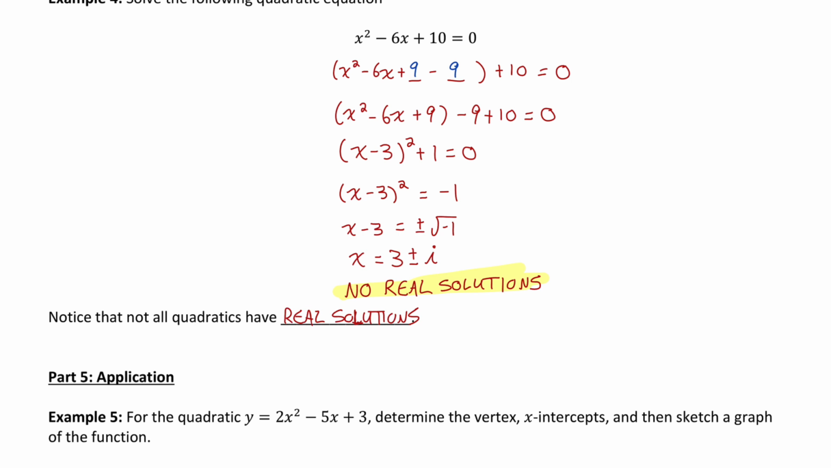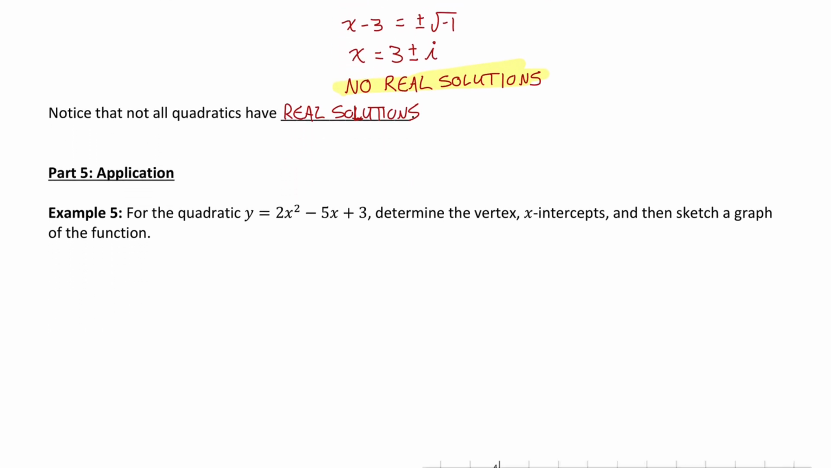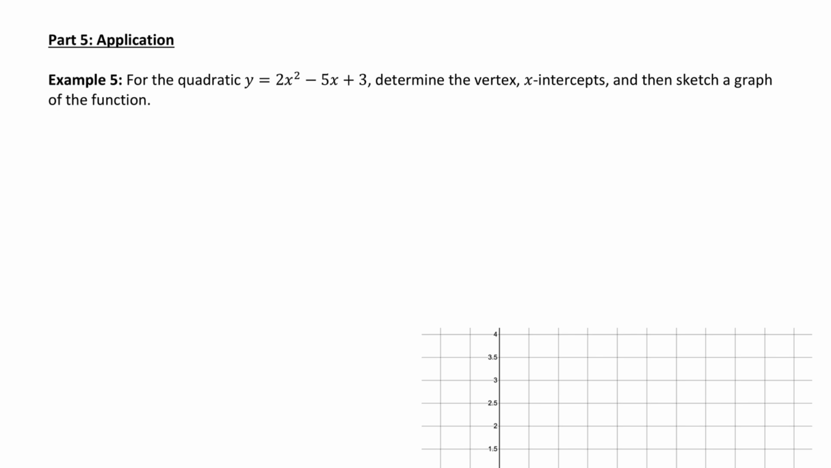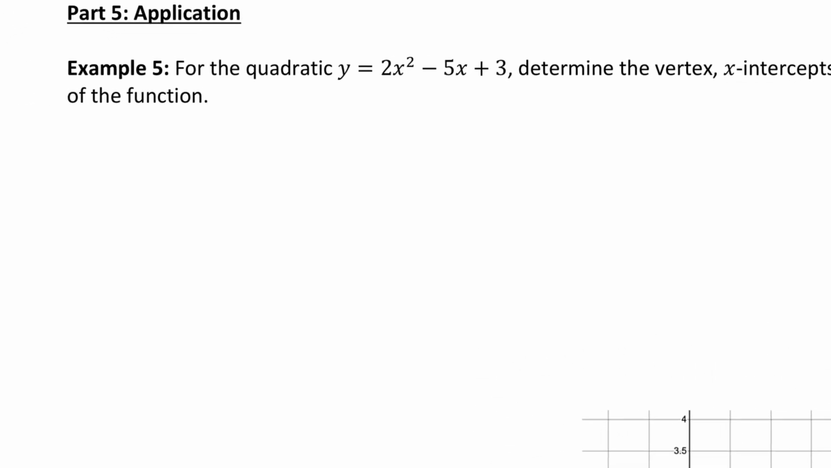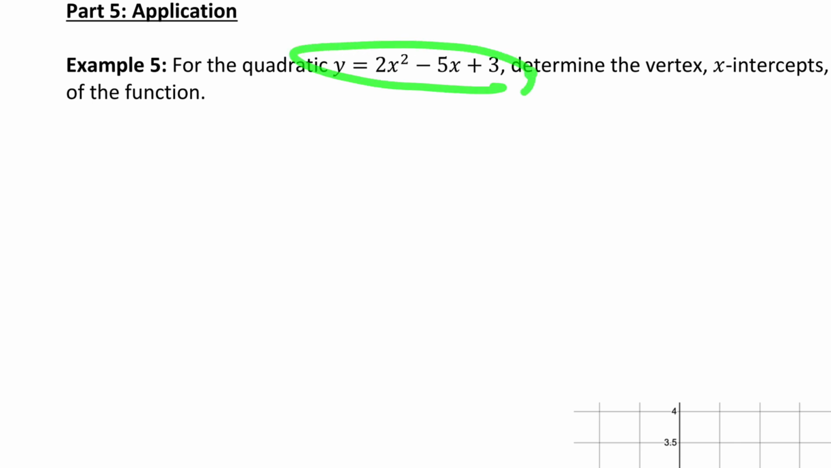And now let's finish off the lesson by doing an application question. It says for this quadratic that's in standard form, find the vertex, the x-intercepts, and then sketch a graph. Now to find the vertex and the x-intercepts, we have two options. We could complete the square, or we could factor it. Since we've been completing the square for the whole video, why don't we do this one by factoring? So let's take this quadratic and let's find its x-intercepts by factoring.